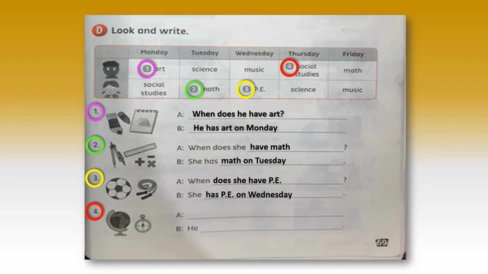The last one, number 4. Okay, so we can see that there is a globe and a compass, so we're looking at the world. If we look at the calendar, it says social studies. The day is Thursday, not Tuesday, Thursday, and this is for the boy. So our question will be, when does he have social studies? And the answer is, he has social studies on Thursday. How did you do? Did you remember to write the question mark for question number 4? When does he have social studies? Did you write the question mark? Don't forget, please.